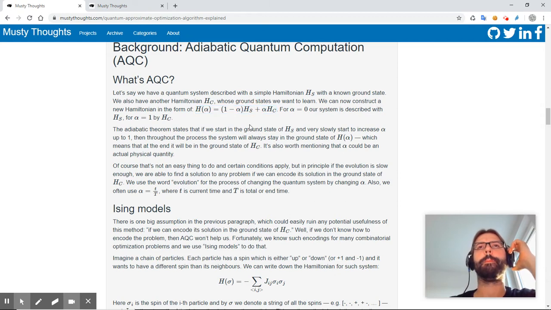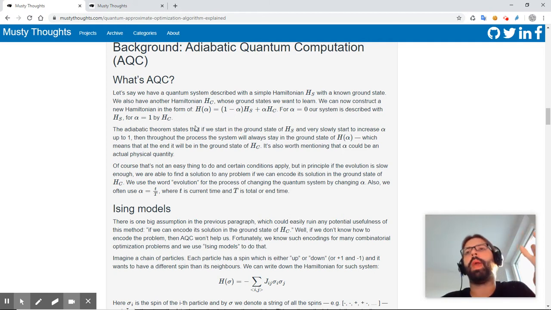And if we know how to prepare a Hamiltonian, but we don't know the ground state, if we then make this combination and evolve this thing step by step, then we're going to get to that. That's what the adiabatic theorem states: if we start in the ground state of HS and very slowly start to increase this alpha, throughout the process we will always stay in the ground state of these. Okay.